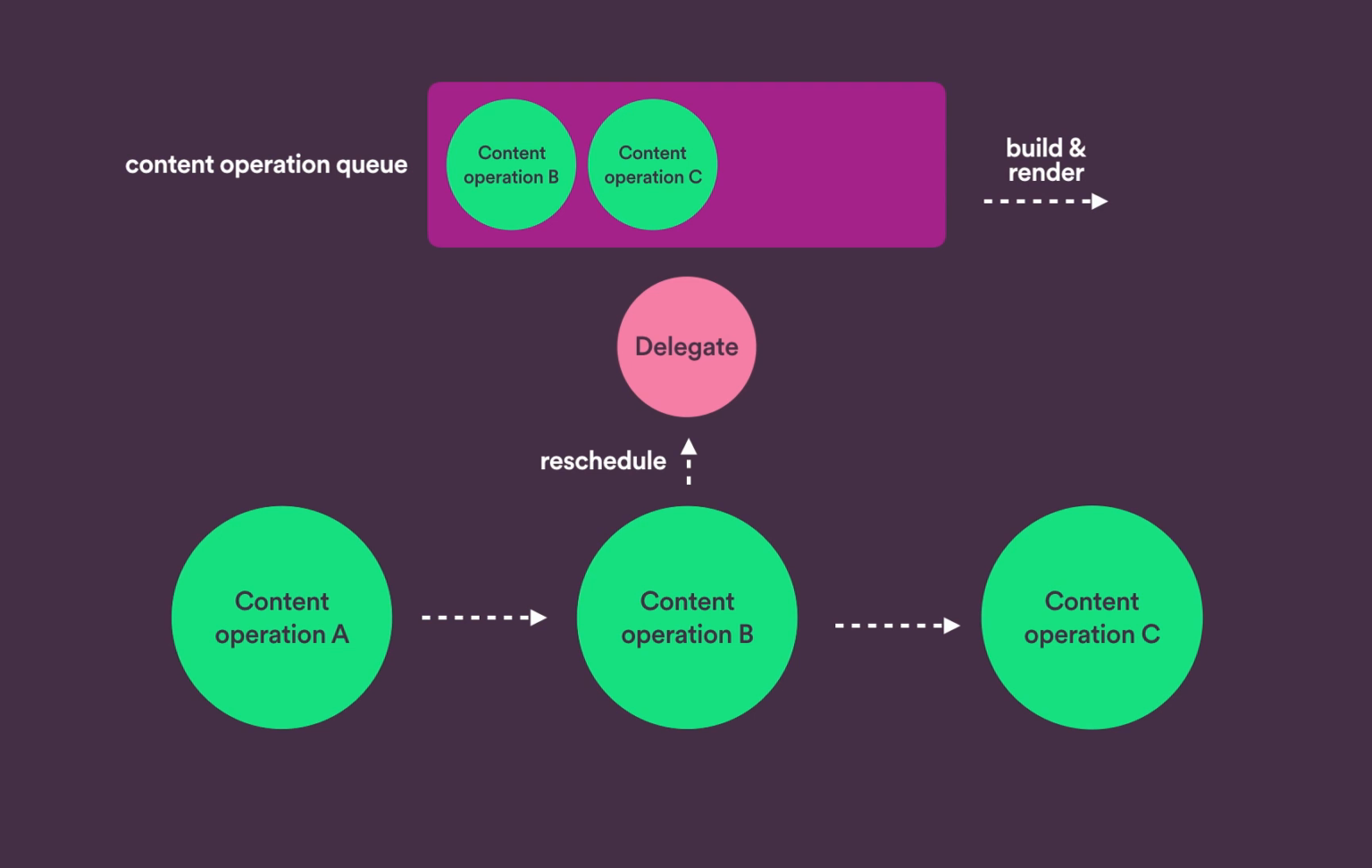So if you reschedule a lot of operations, that's not a problem because we're just going to wait until the chain, or the queue in this case, is empty, and that's when we're going to go ahead and build and render. So this was a quick introduction to the content loading chain and how you can use content operations to easily chain together series of logic to build the content of your view.